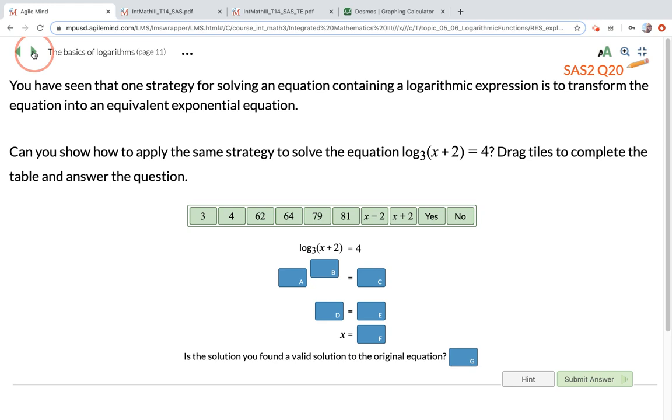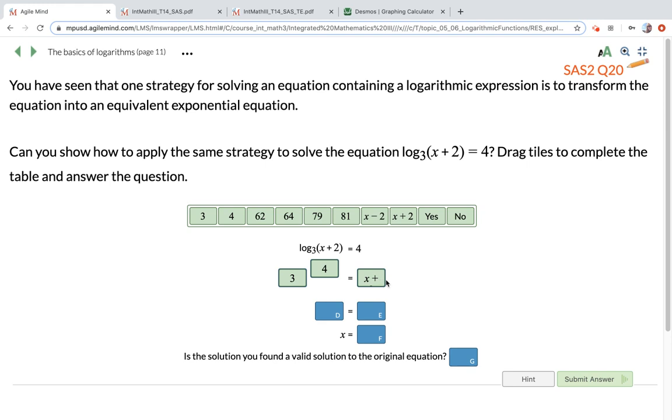All right, people. How you doing? So first of all, log base 3 of x plus 2 equals 4. Fine, my base is 3, my exponent is 4. So I'm going to start there. My base is 3, my exponent is 4, and it should equal my argument, which is x plus 2.